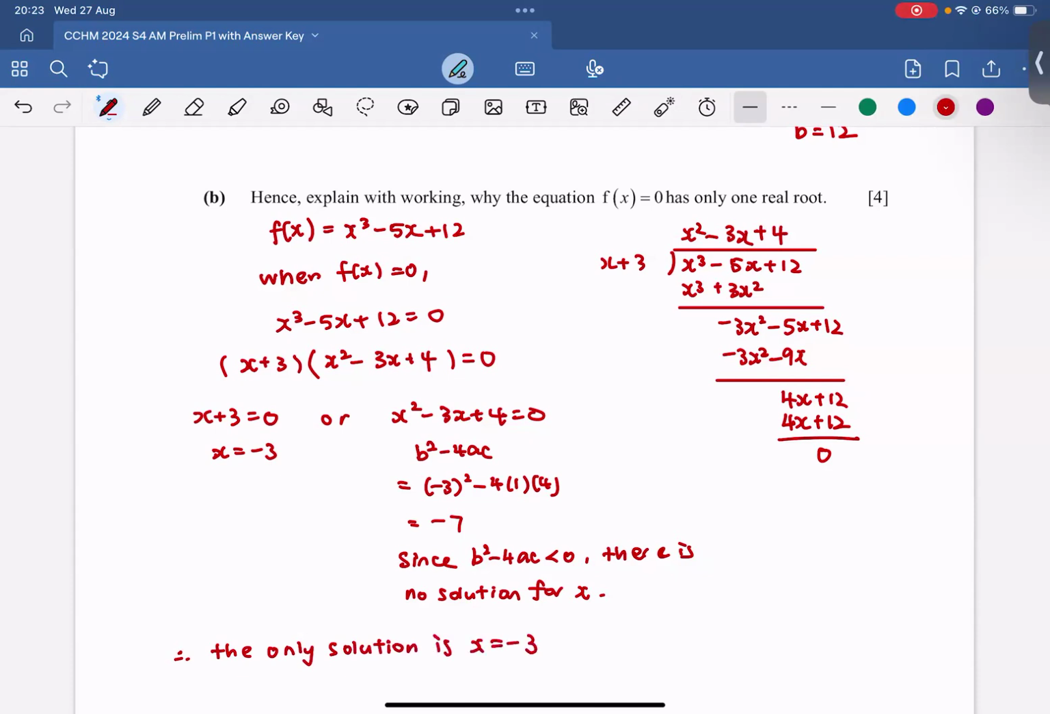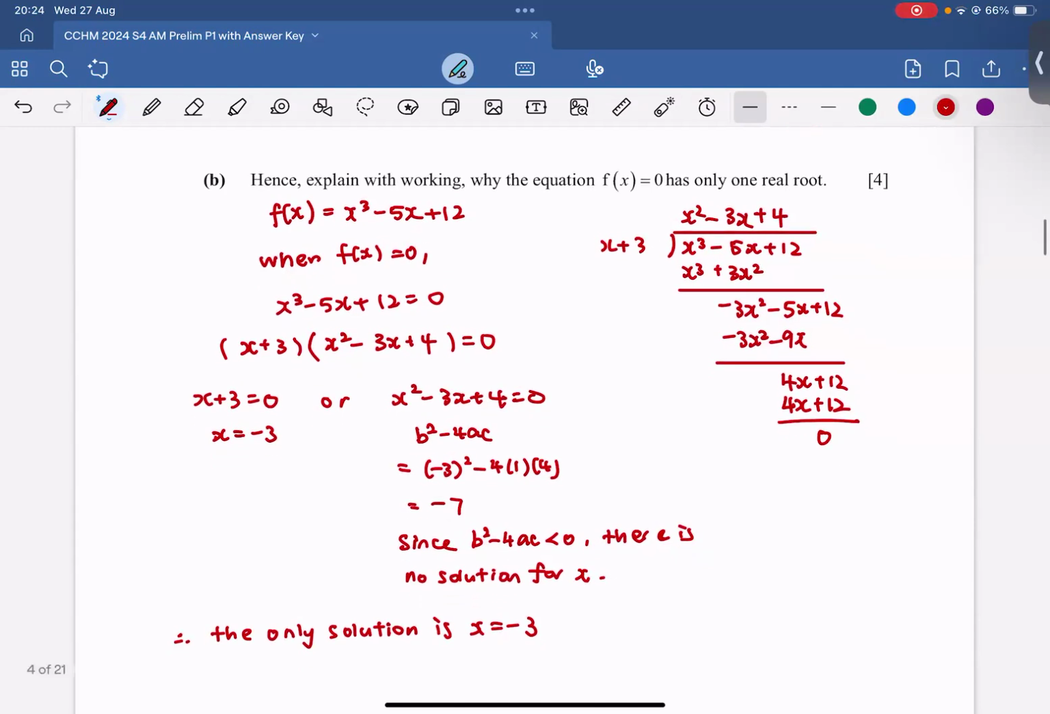Okay, if you don't know or not confident in using b square minus 4ac, you can use your quadratic formula and show that there's no answer. Okay, but definitely this is more elegant.